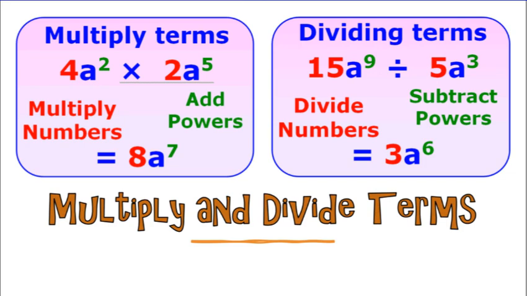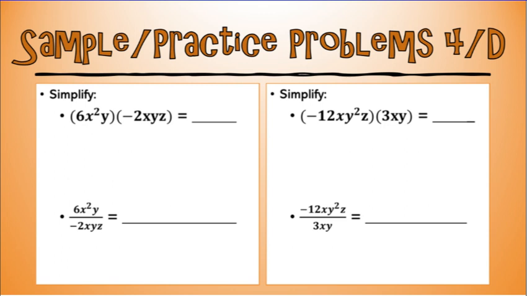And then we're looking at multiplying and dividing terms. And remember, when we multiply and divide terms, when we're dealing with exponents, when you multiply like bases, you add the exponents. When you divide like terms, you subtract the exponents. So let's take a look at some examples here.